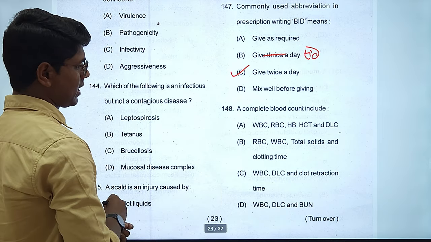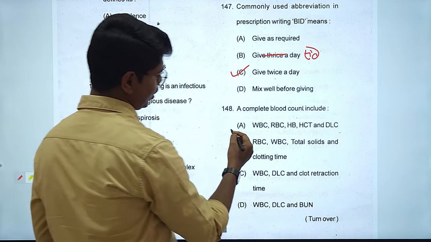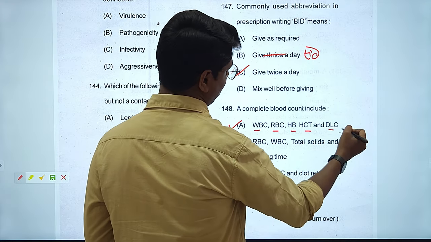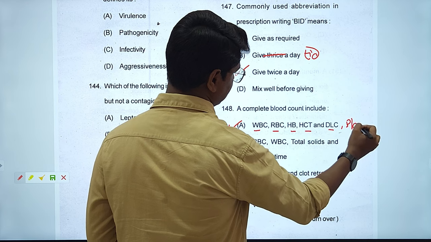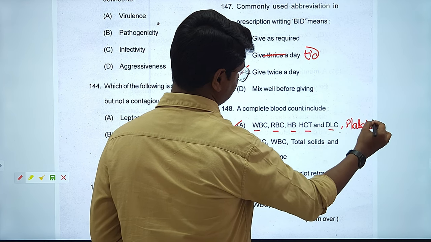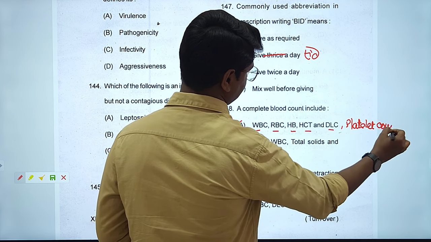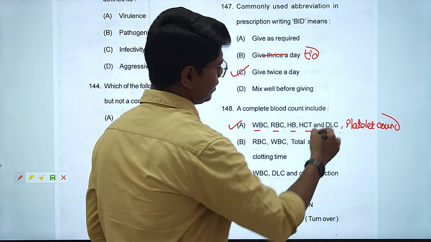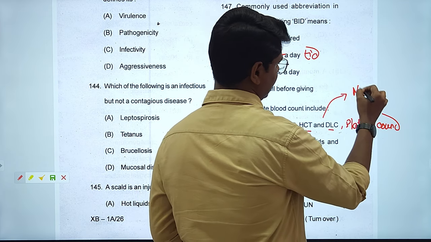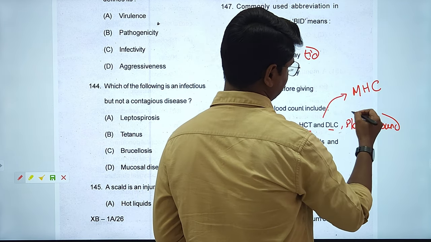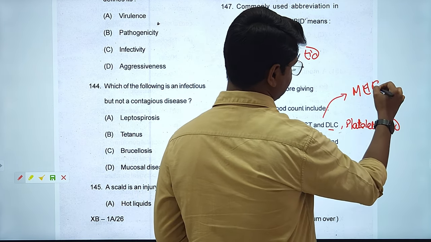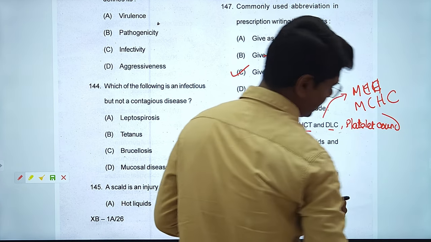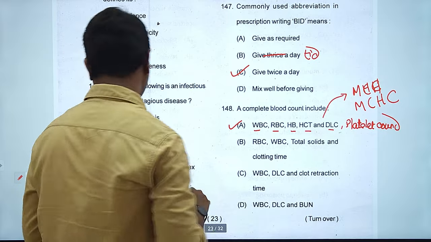A complete blood count includes: answer is A. WBC, RBC, hemoglobin, hematocrit, differential leukocyte count, also the platelet count. Nowadays you will also find other parameters like mean corpuscular hemoglobin concentration, MCHC, and similar parameters.